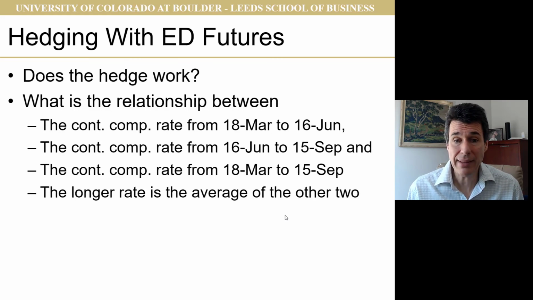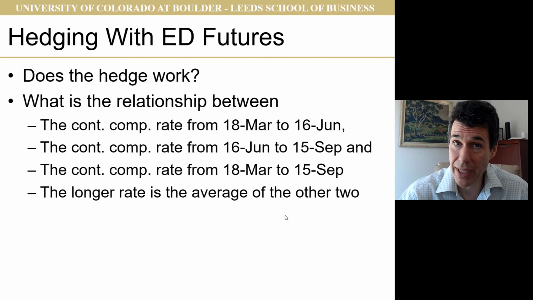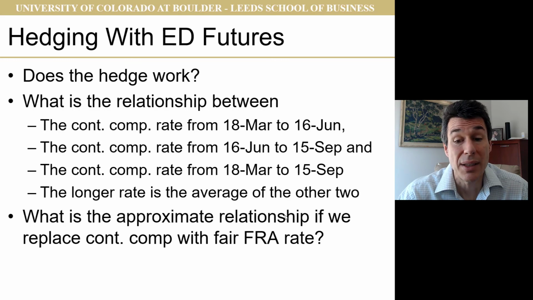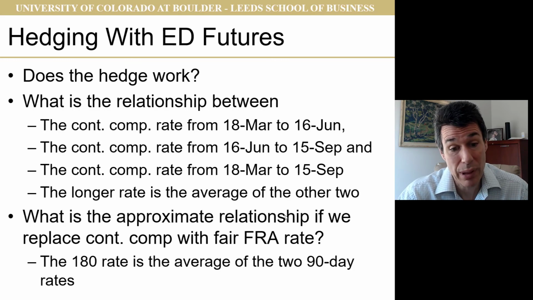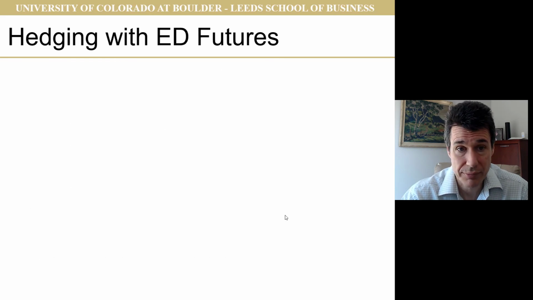Relationship. And basically, the longer rate is the average of the other two. So the 180-day rate is the average of the 90-day rate for the first 90 days and the 90-day rate for the second 90 days. The approximate relationship, if we replace continuously compounded with fair FRAs, is that the 180-day rate is the average of the two 90-day rates. Now, what that means in particular is that if a 90-day rate changes, half of our interest payment is going to change.